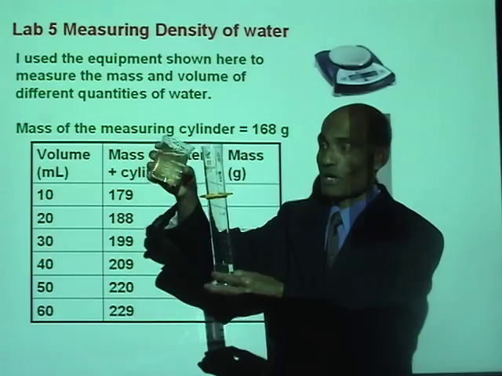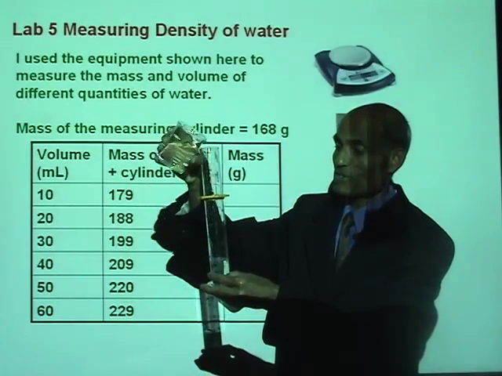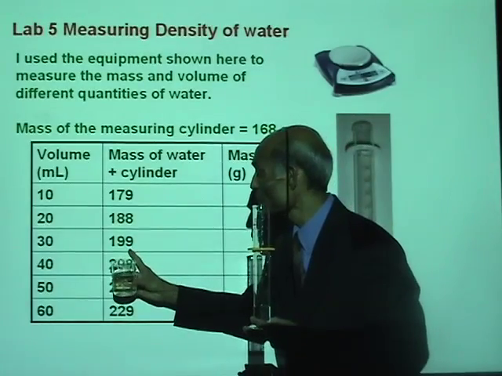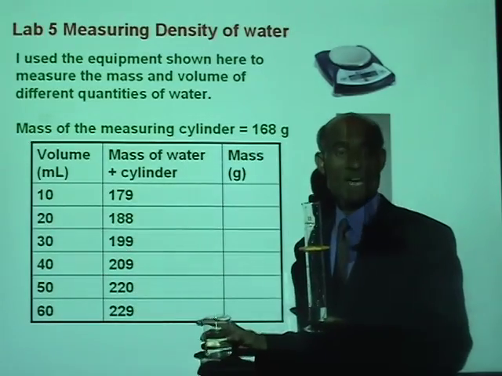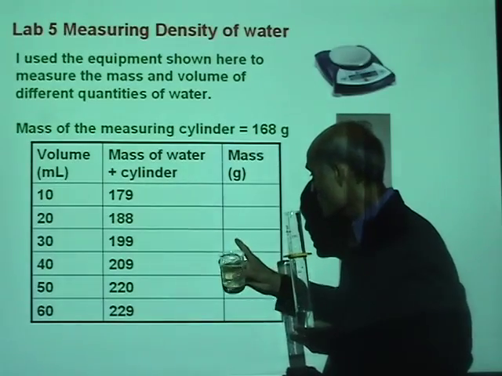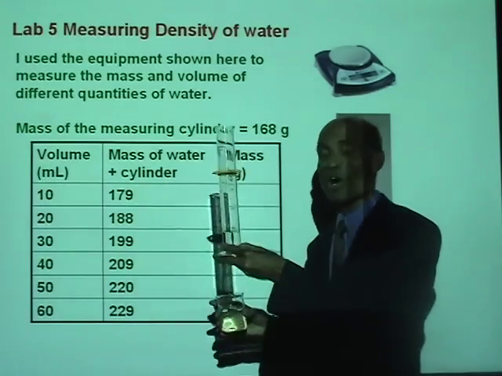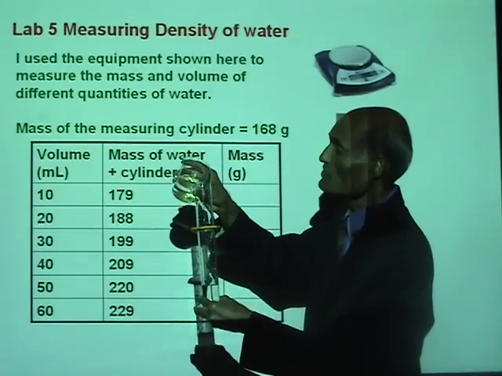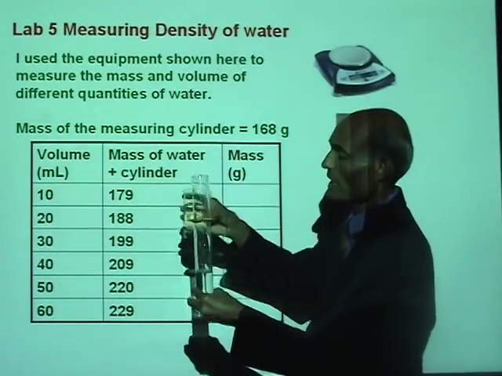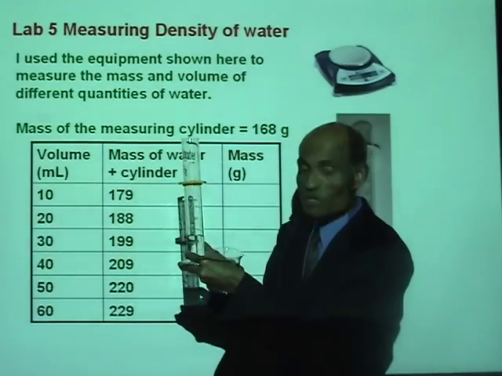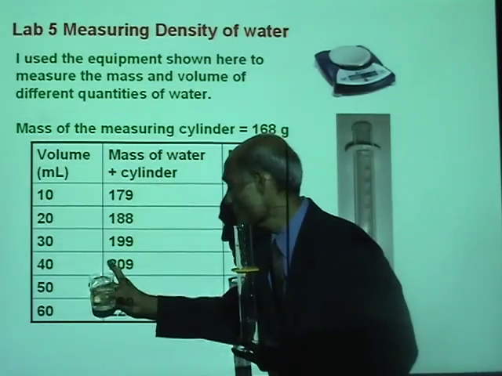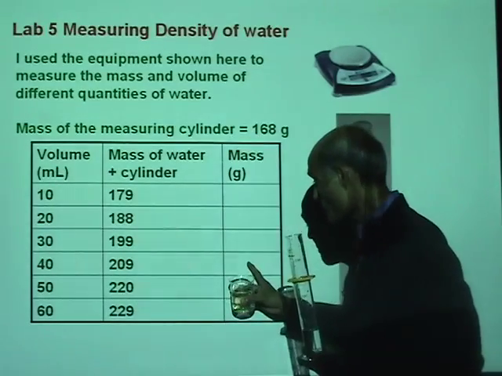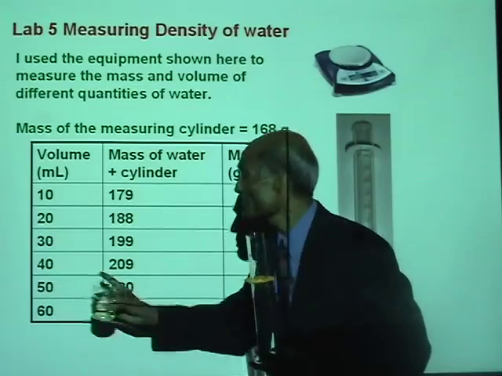Then what did I do? I put more water so that I got 30 milliliter now. I measured the mass, I got 199 grams. So now you need to write what is the mass of this 30 milliliter of water. I then increased the water to 40 milliliter. Now I have 40 milliliter there. I measured the mass, I got 209 grams. What is the mass of 40 milliliter of water?